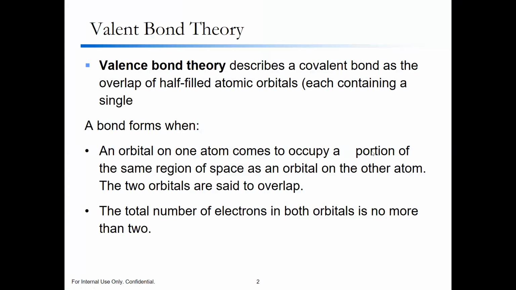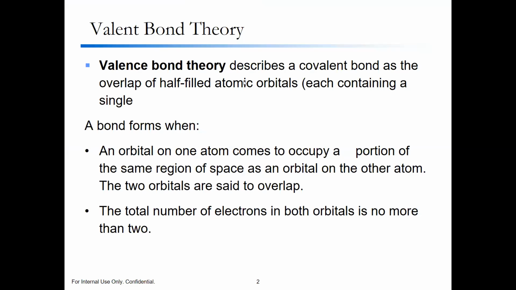Advanced theories of covalent bonding. So now we've got covalent bonding. We talked about the octet rule, but there are some exceptions to the octet rule. So maybe we need a better model. A better model is something called valence bond theory.